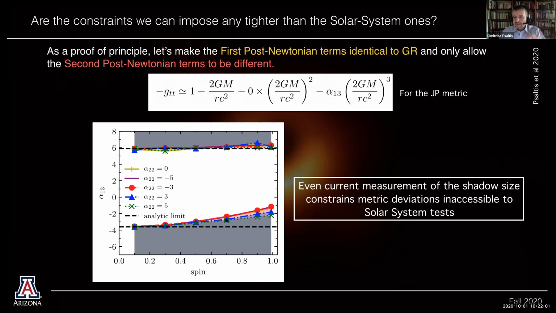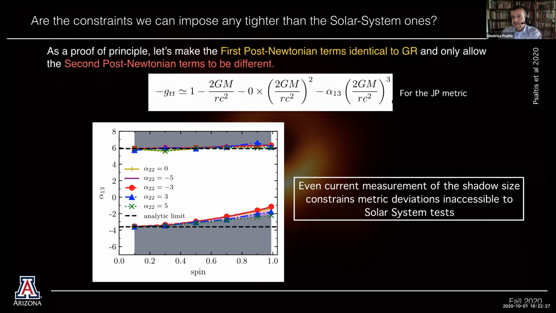So just this tells you that even the current measurements of the shadow, this is the 17% limit, allow us to put an order unity constraint on a modification to general relativity that, as I will show in a second, is completely inaccessible to solar system tests. In this particular case, it's at the second post-Newtonian order, but in principle, it can be at a higher order.